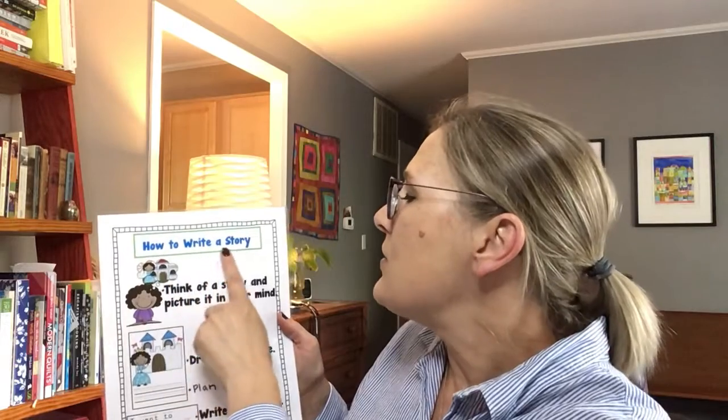So on the top we have the title, How to Write a Story. And the first thing that an author or a writer does is they have to think of a story and picture it in their mind. So that means you think of a small moment. It doesn't have to be like a big long vacation where you're writing about a long trip, lots of days that you spend away, but maybe just one small moment where you tell some details about it, beginning, middle, and end. So you get that picture in your mind.